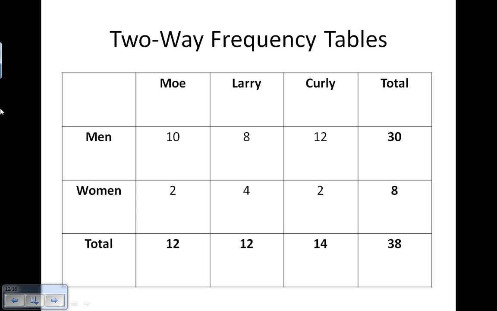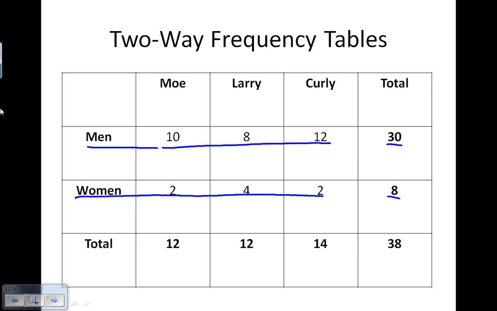Now, you should notice some things right away. First off, look at the large number of men who responded: 10, 8, and 12 for a total of 30 versus the women. The women were only 2, 4, and 2 for an 8. Perhaps women didn't like the Three Stooges as much, or perhaps whoever was interviewing went somewhere where there were a lot more men than women. So that's just something to note as we get started, because that can really affect our data.